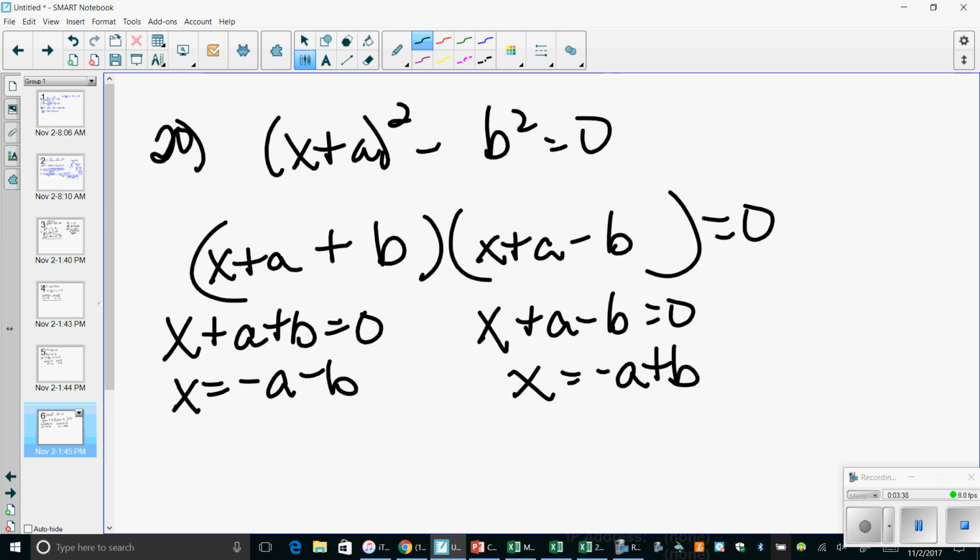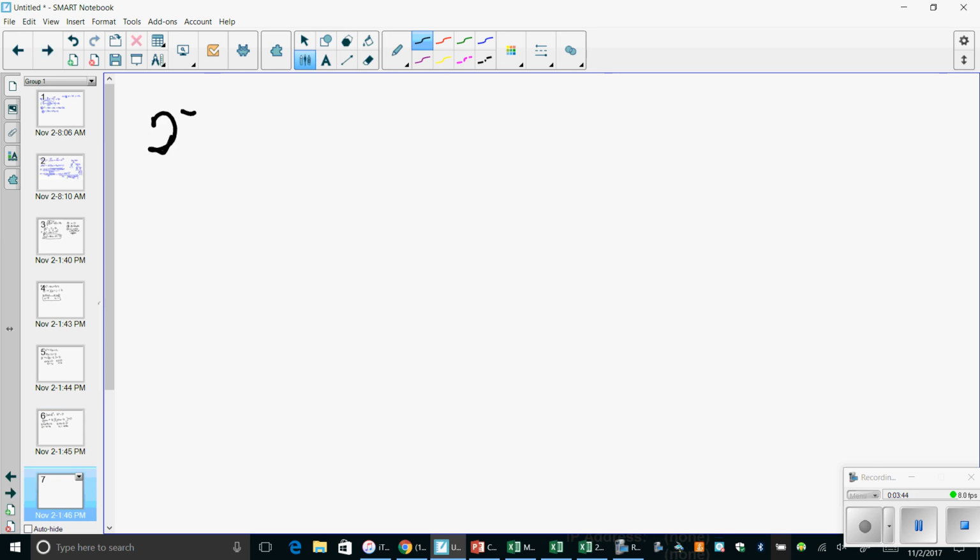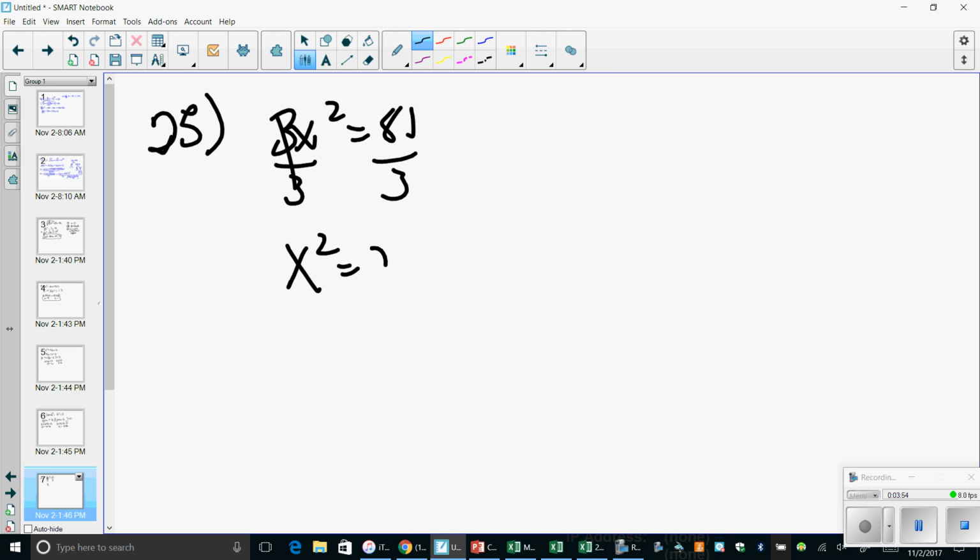All right, 25, they want me to solve using square roots. So 25 is going to be 3x squared equals 81. Divide both sides by 3. I get x squared equals 27. So I'm going to square root both sides, plus and minus on this side.